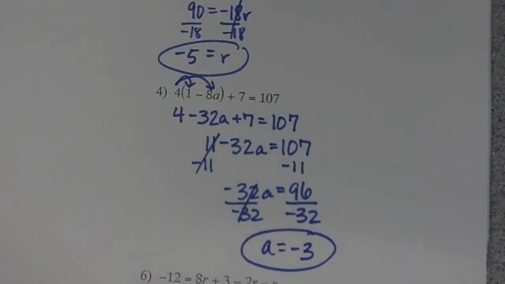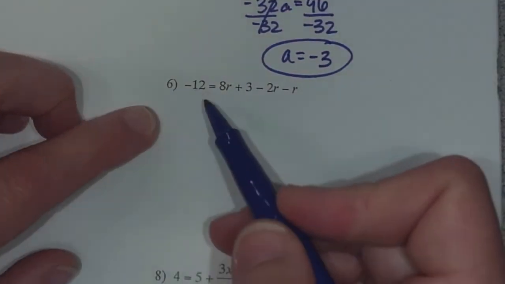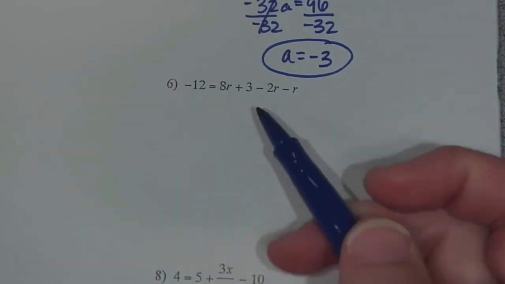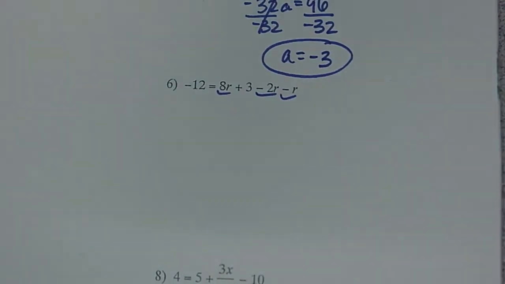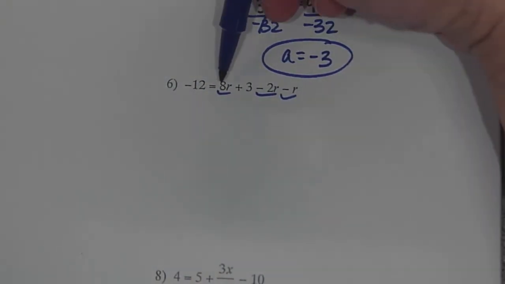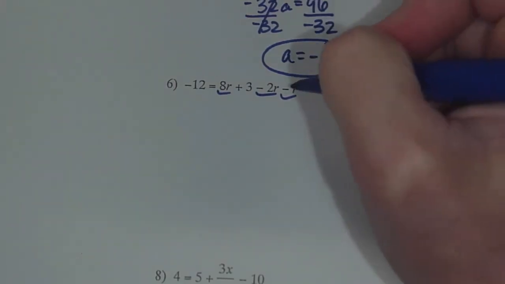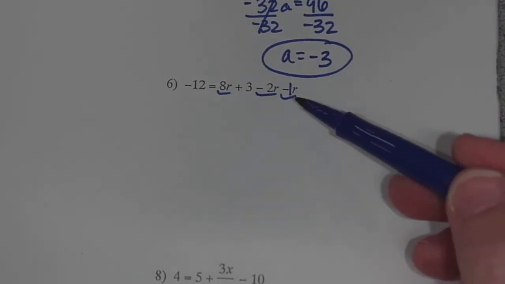Let's go on to number 6. Okay, number 6, we have -12 equals 8r plus 3 minus 2r minus r. Oh my gosh, we have all these r terms over here, and they're not together at all. So let's fix that up a little bit. So we have 8r's here, and we lose 2r's here, and we lose another r here. I'm going to write my 1 in front of the r just so that I remember that there's a 1 there, because there's just one r there.